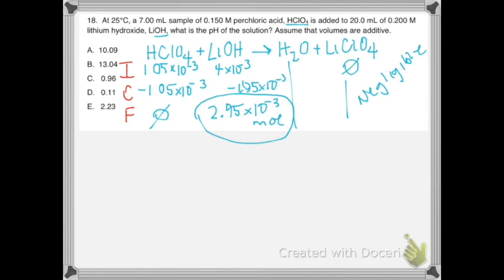And so for pH calculations, we need concentration. So we'll want concentration of the lithium hydroxide. We'll take 2.95 times 10 to the minus 3 moles of lithium hydroxide. And our total volume here is going to be 7 plus 20 mils for 27 mils, which is the same as 0.027 liters.